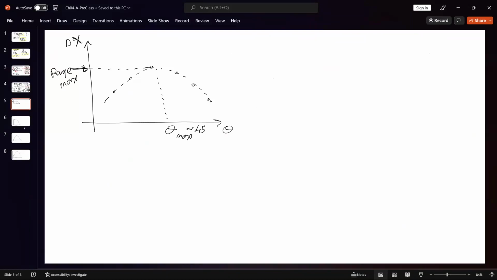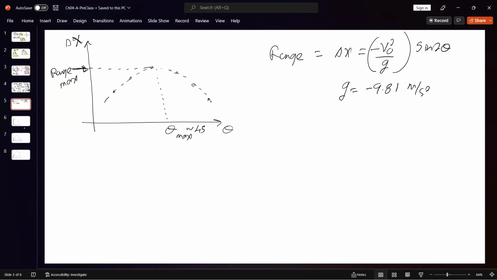Now we know the range formula, we can write delta x is equal to negative V0 squared over g. That negative sign is going to cancel out because g is a negative number, negative 9.81 meters per second squared, and then multiply by sine 2 theta. Now, if we keep the initial velocity and g constant, then the range, which is delta x, is a function of sine theta. It's going to be proportional to sine theta.